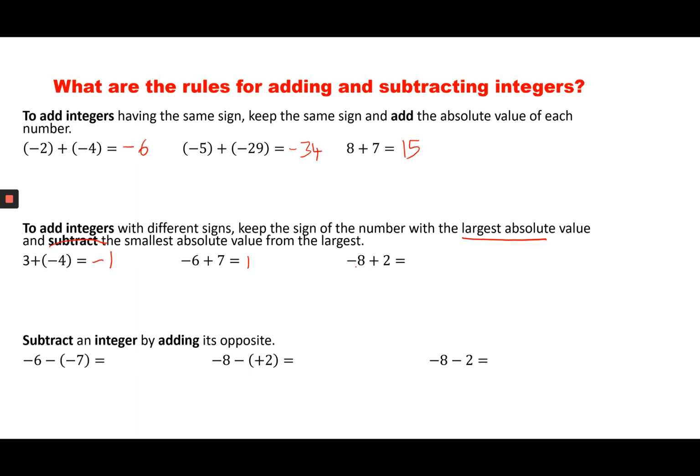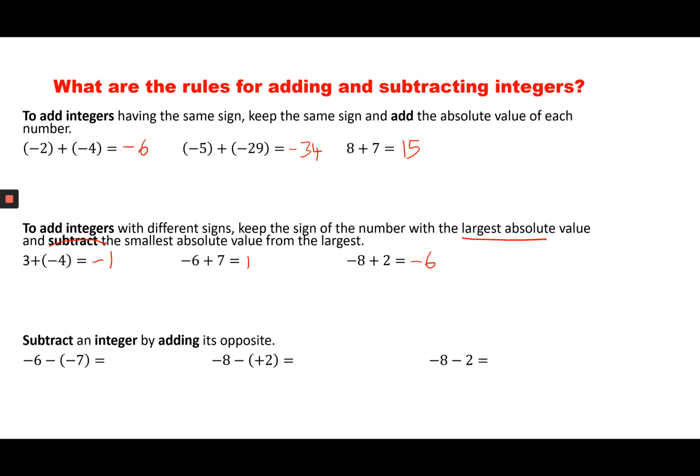-8 plus 2, absolute value of -8 is bigger. That's why my answer is going to be negative. And then I need to subtract. 8 minus 2 is 6. -6 is the answer.